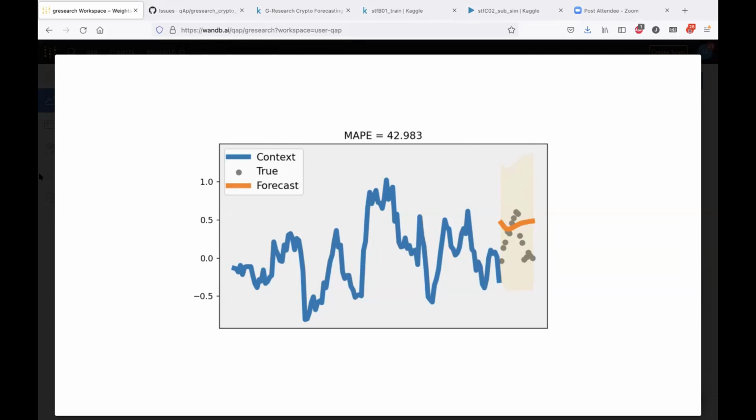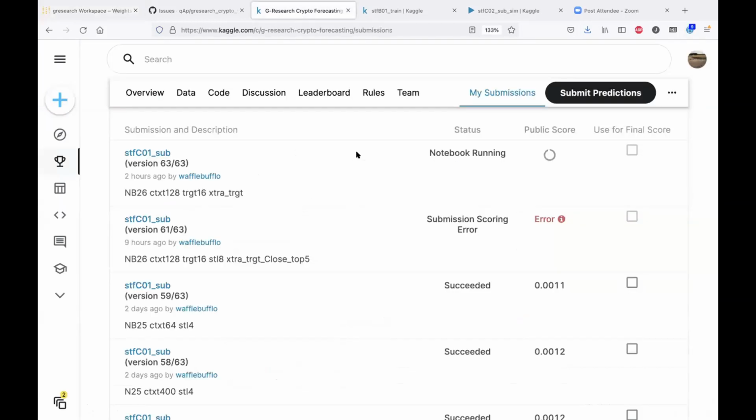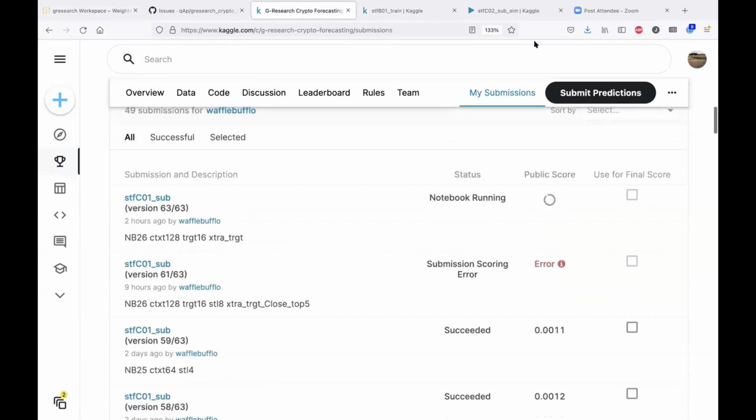Yeah. So have you actually submitted to Kaggle and got a score back? Not yet. All right.